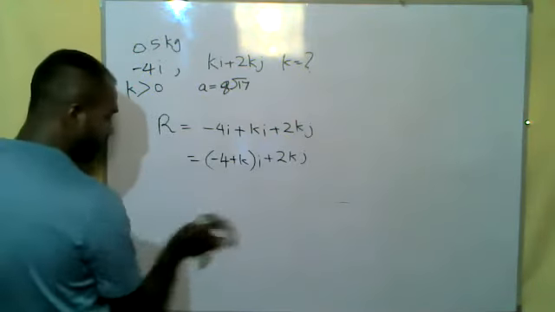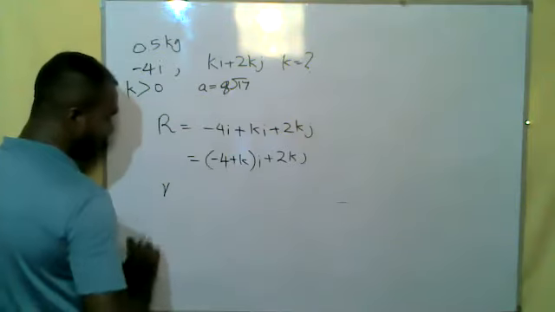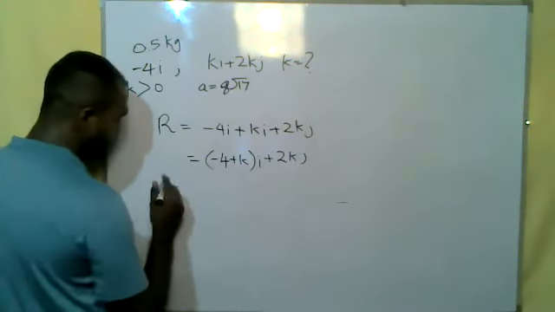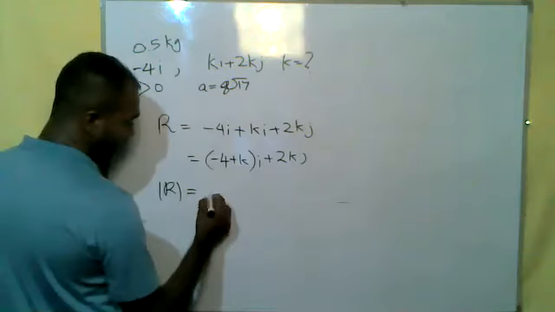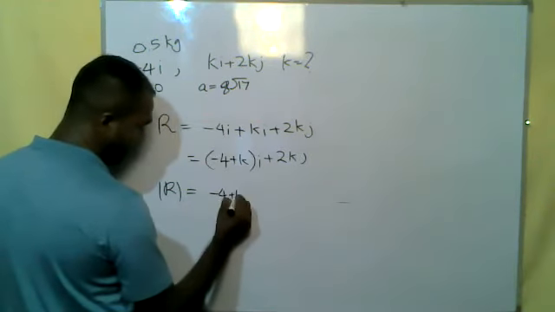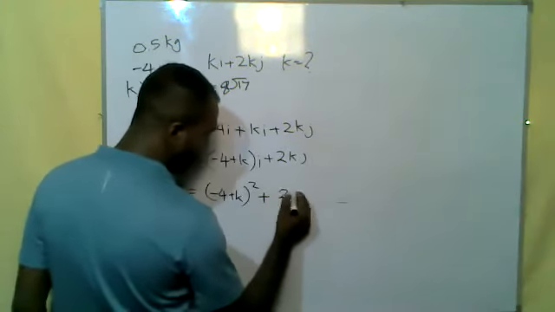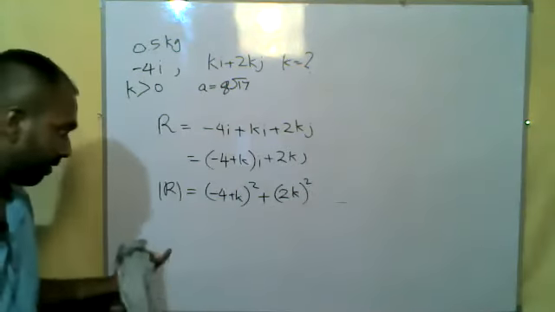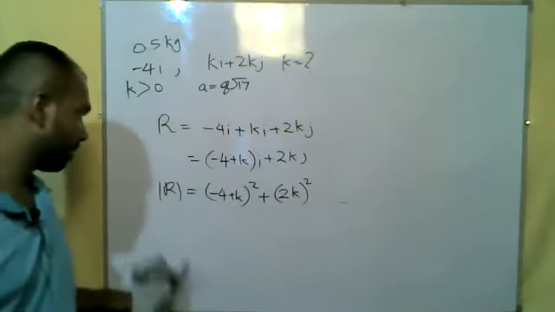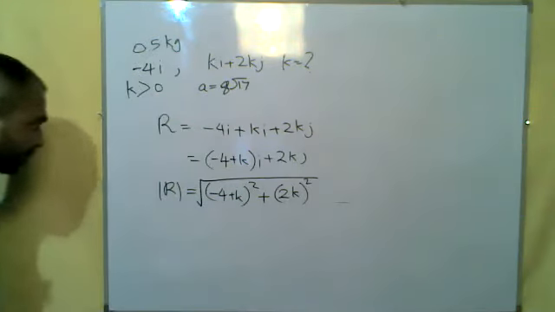How to get the magnitude here? We can get the modulus. How to get the modulus of R? How much? Minus 4 plus k to the power 2 plus 2k to the power 2. It's okay. Now we are moving on with the k and finally get the square root of it.